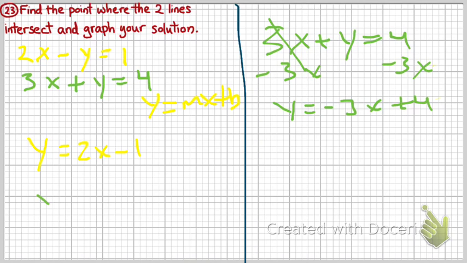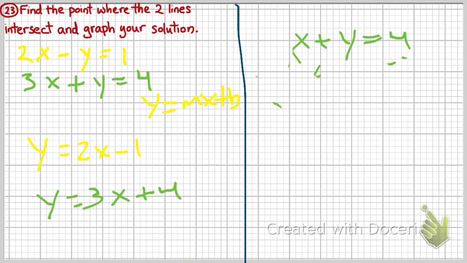So let me copy that down here again. Y equals negative 3x plus 4. Okay, now that I have my two equations, I believe that should have been a negative 3x, but I think I wrote positive 3x. So let me correct that by putting a negative right there.